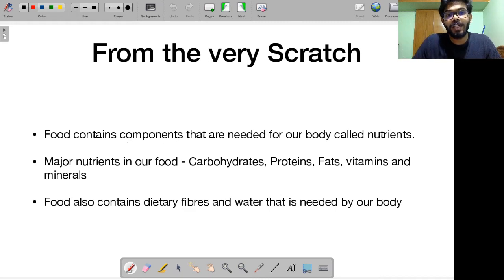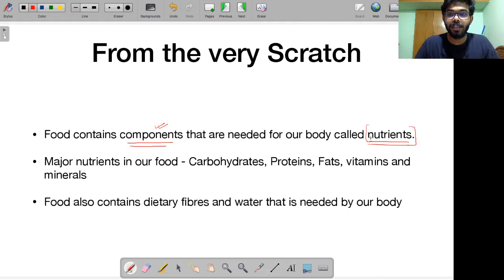Food, as you know, contains components that are needed for our body. These are called nutrients. Okay, I will be discussing major nutrients. Right, this is very important with respect to your agricultural subject also, that I'll be discussing in the future classes that I'm going to be uploading on YouTube. So food contains components that are needed for our body. These components are called nutrients.